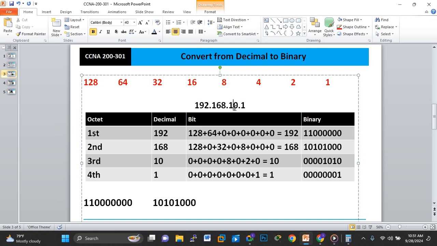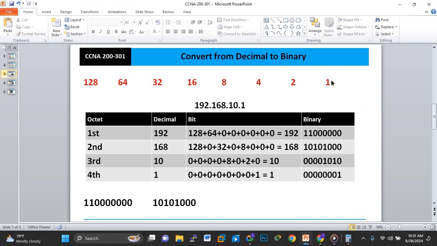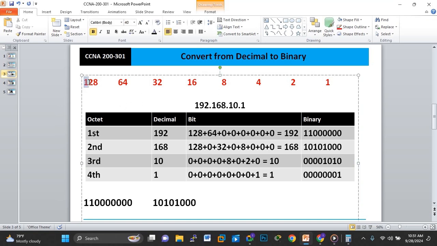PCs, computers communicate with this decimal as binary. They don't communicate as decimal, they communicate as binary. So now let's convert this 10. This is the 10, the third octet. So now you need to consult our bit table. Why? Because this 10 here is an octet. Take note, this 10 here now is an octet.